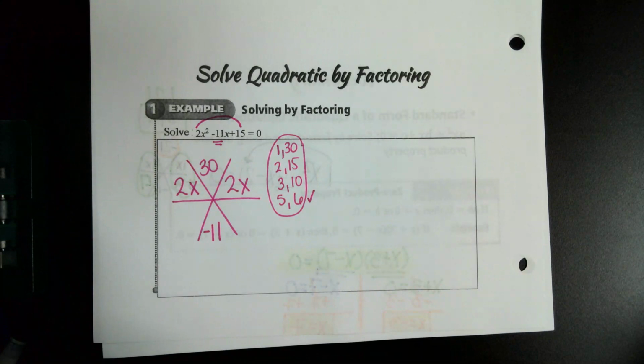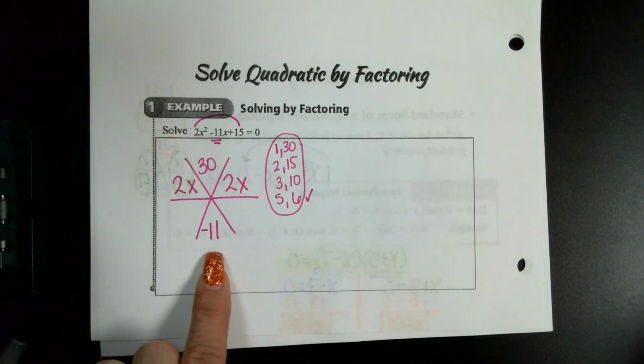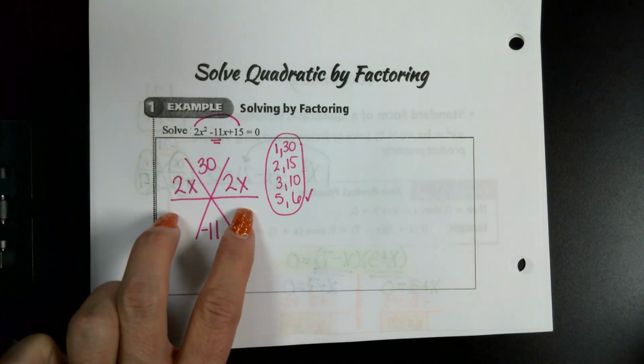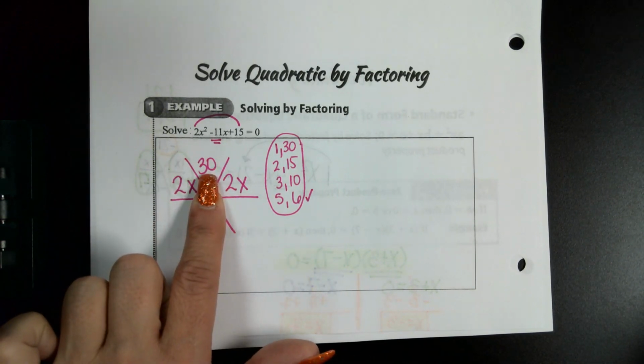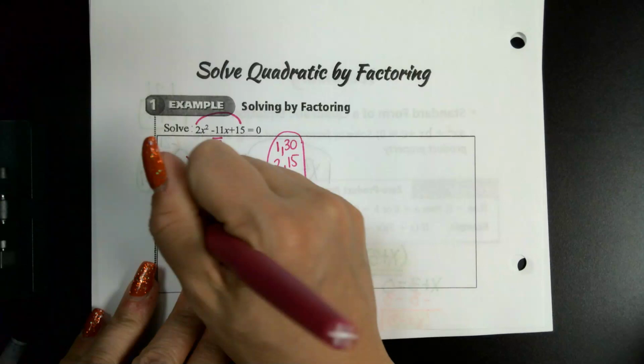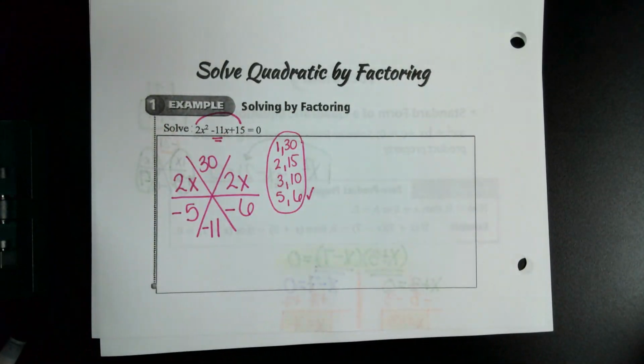Okay, but think about this. If they were both positive, this should be positive 11. If they were one of each, that would be a negative 30. So we know they have to match each other, but instead of being 2 positives, they have to be 2 negatives. So we've got a negative 5 and a negative 6.